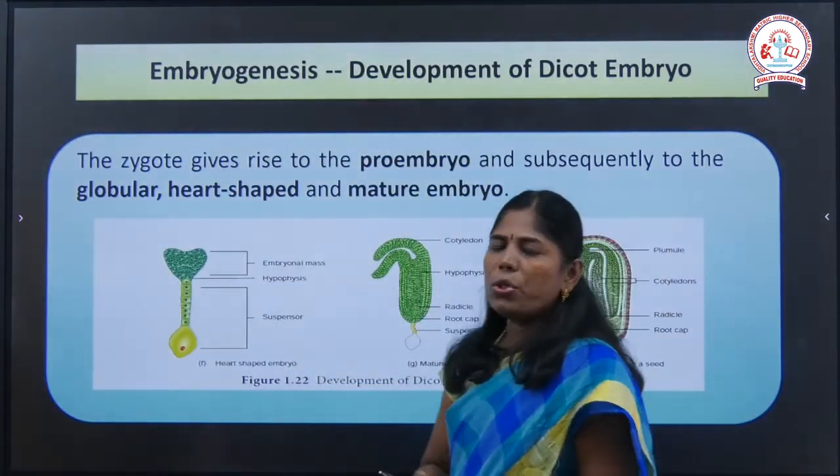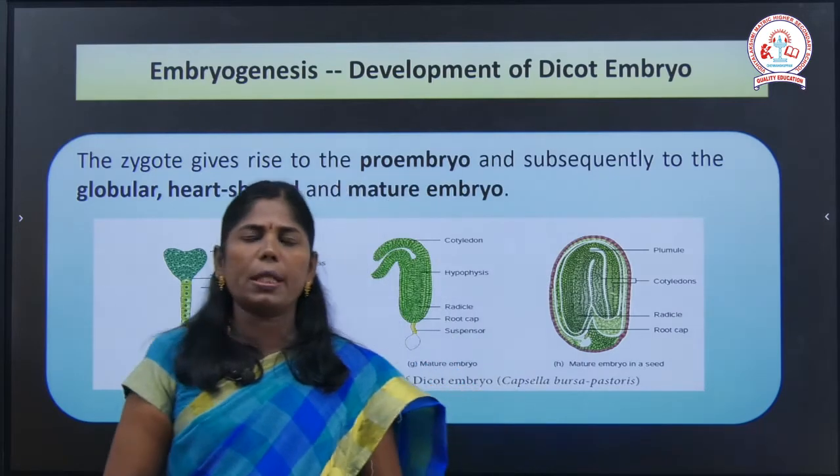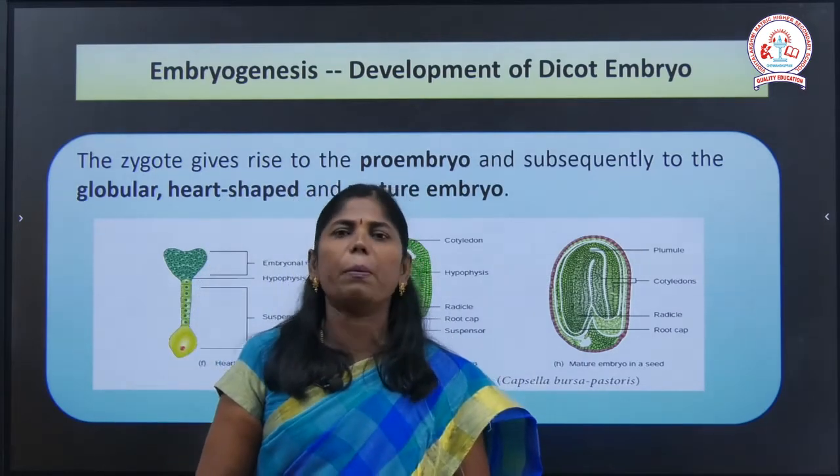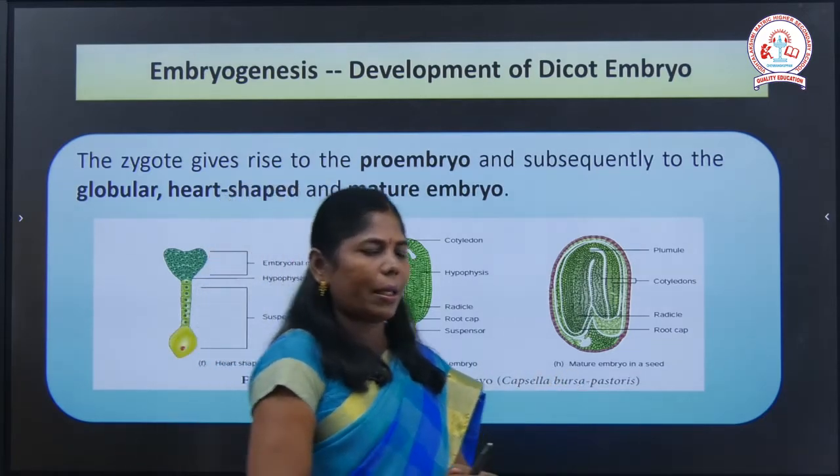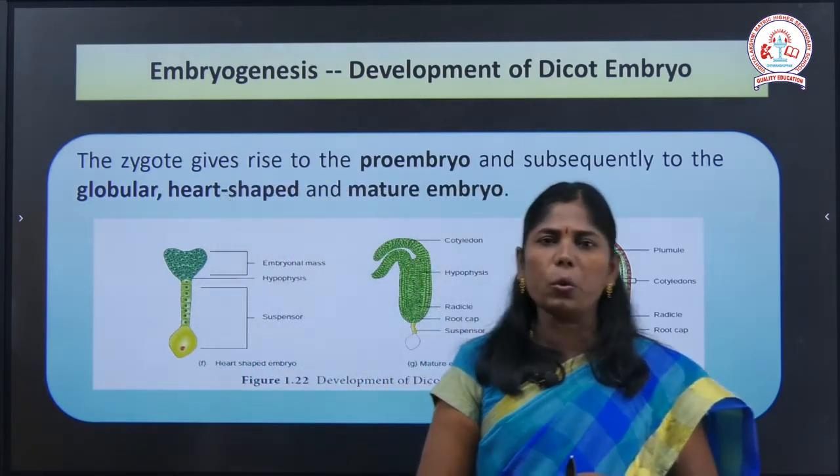Okay, so embryogenesis. What is the meaning of embryogenesis? The formation of the embryo is known as embryogenesis. Okay, so there is an entire picture here. The zygote undergoes division to form a 2-celled stage, isn't it?